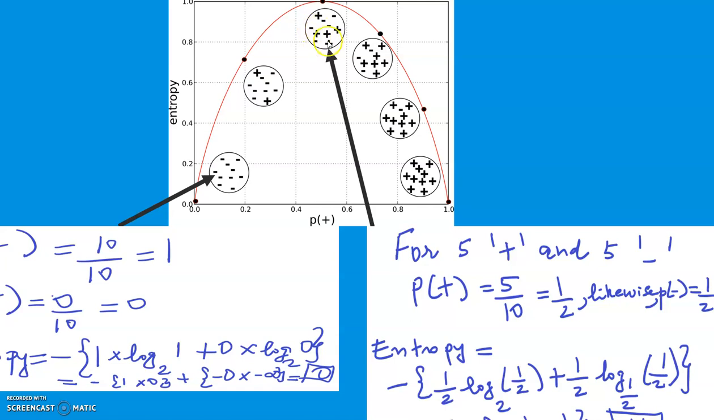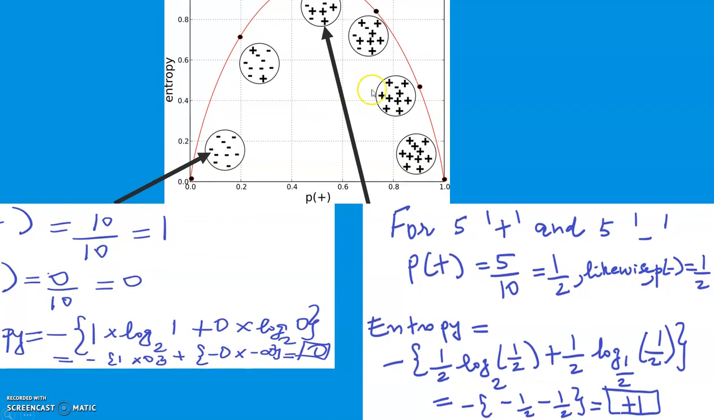So if you look at this particular set with 5 pluses and 5 minuses, you could compute the entropy for that set like so. The probability of a plus is 5 over 10, and the probability of a negative is likewise half, and the entropy is negative of half times log of half plus half times log of half, and log of half to the base 2 is simply -1. And so you have negative of negative one, minus half minus half, that computes as +1.